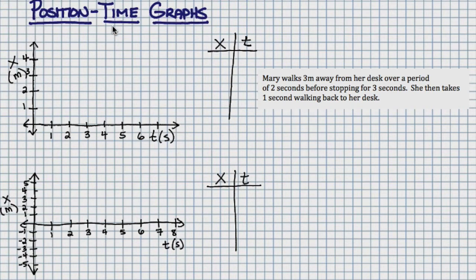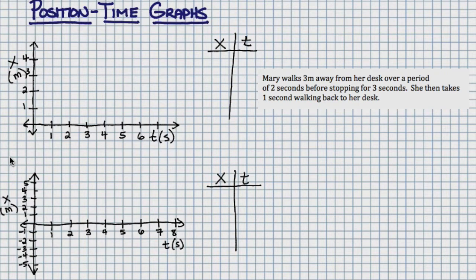What a position time graph does is it gives you a graphical representation of the position of an object, where it is or where it will be, as a function of time. So as time goes on, what's happening to the object's position? So we take a look at the example we have here.